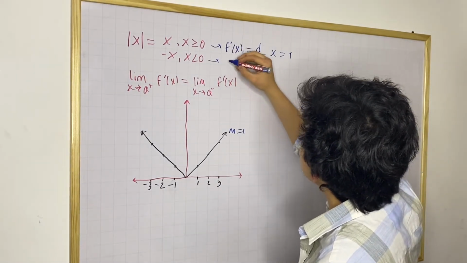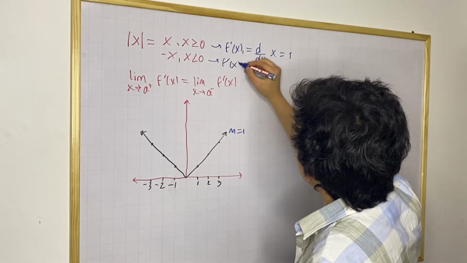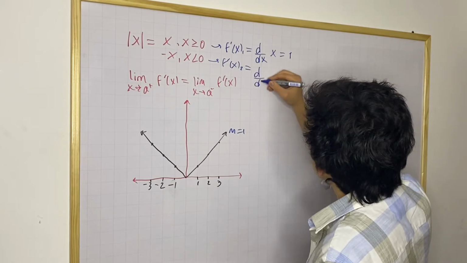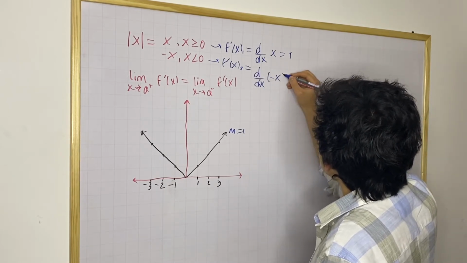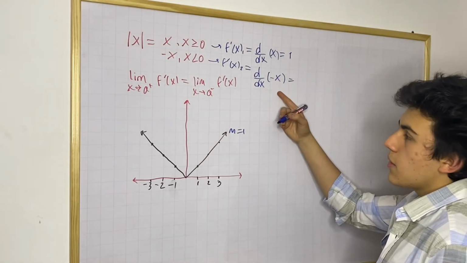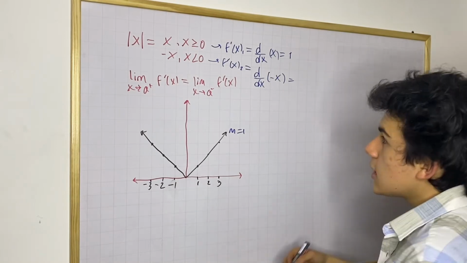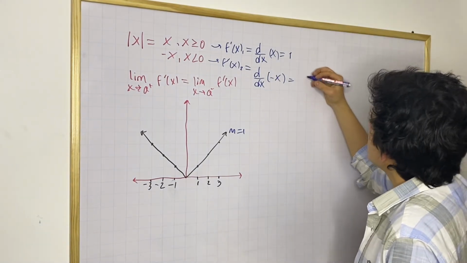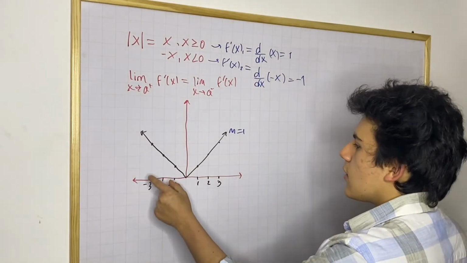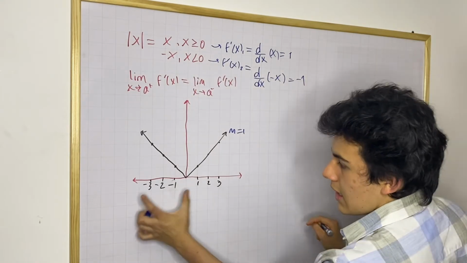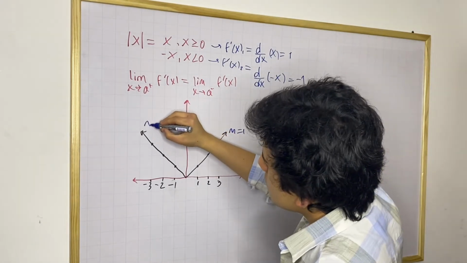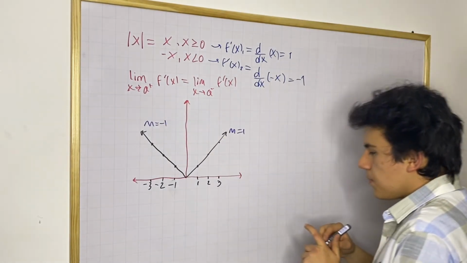And now what about this piece? Let's see what we would get. We would have, again, the derivative with respect to x of -x. Now, how much is the derivative of this? Well, the derivative of x times -1 is simply 1 times -1, so we get -1. Once again, that makes a lot of sense, because for this piece, which is the left side of the graph, we're going to have a slope of -1. So m is equal to -1.